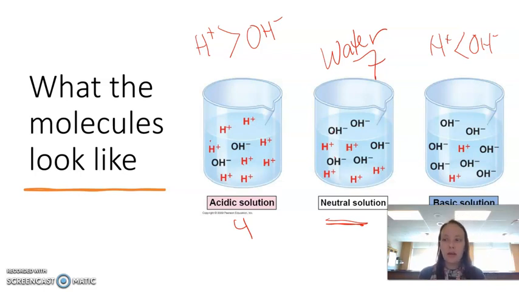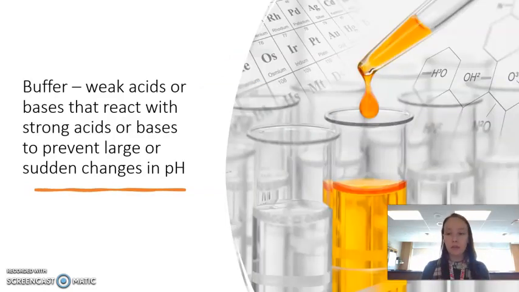So I mentioned how it can be a problem if I have very acidic or very basic solutions. How we can handle that, or how living things can handle that, is through buffers. And what buffers do is they are very weak acids or bases, depending. So they're really close to that neutral area, but they're still an acid or a base. And what they will do is they will react with the really, really strong acids, really, really strong bases, in order to prevent a steep or sudden change in pH.